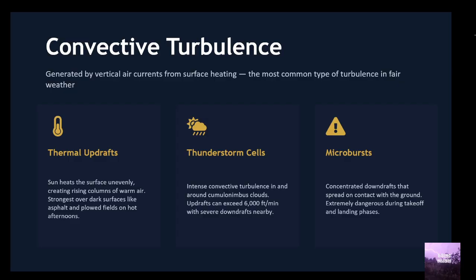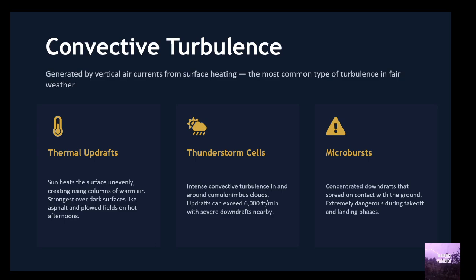Convective turbulence is generated by vertical air currents from surface heating, the most common type of turbulence in fair weather. Thermal updrafts: the sun heats the surface unevenly, creating rising columns of warm air. Strong over dark surfaces like asphalt and plowed fields on hot afternoons.